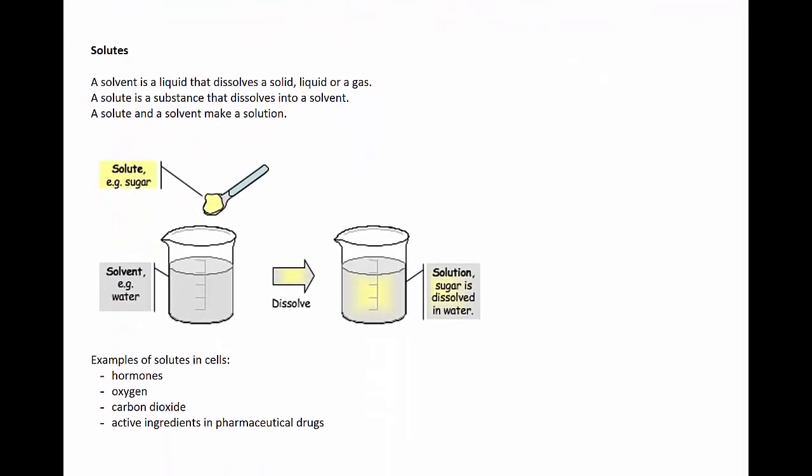When referring to the transport of substances through a cell membrane, you have to get used to the terms solute, solvent, and solution. So a solvent is a liquid that dissolves a solid, liquid, or a gas. A solute is a substance that dissolves into a solvent, and a solute and a solvent make a solution together. So an example is sugar, which is a solute, and you can add sugar to water, which is your solvent, because it is a liquid in which you're dissolving your sugar. When you dissolve the sugar into the water, you end up with a solution, a sugary solution.